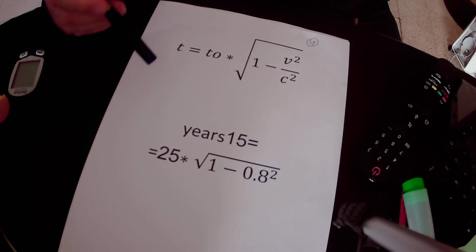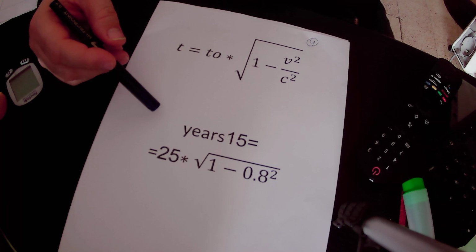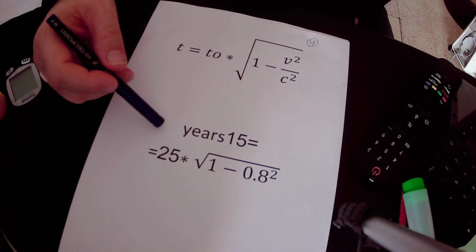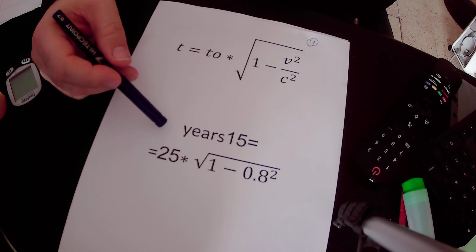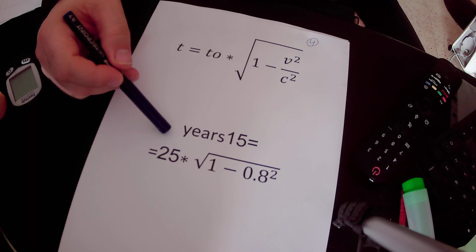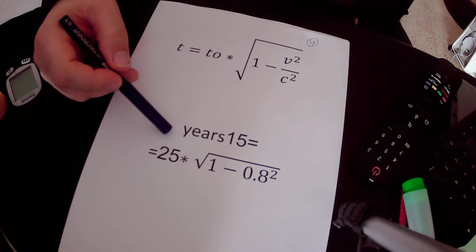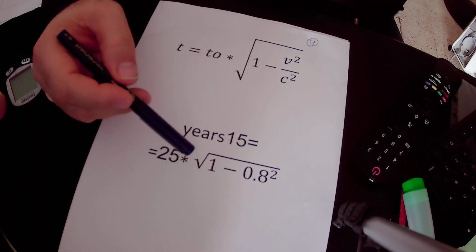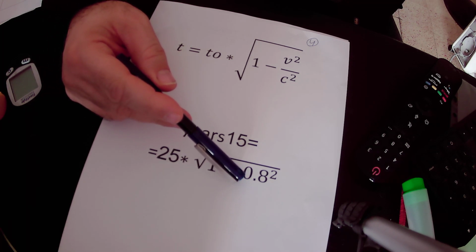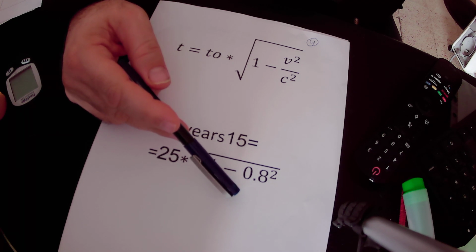In our example, the total time that has passed on Earth during all the journey of the twin brother towards the star Epsilon and back from star Epsilon to Earth is 25 years. And we multiply it by the root of 1 minus the velocity of the spaceship squared divided by the speed of light squared.